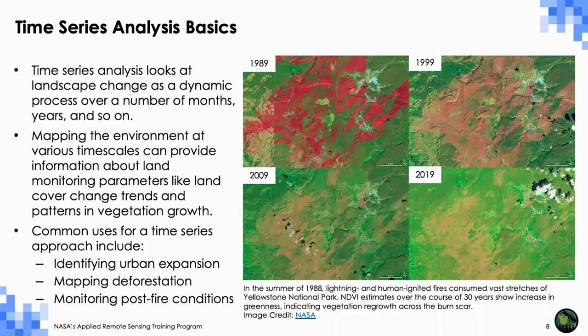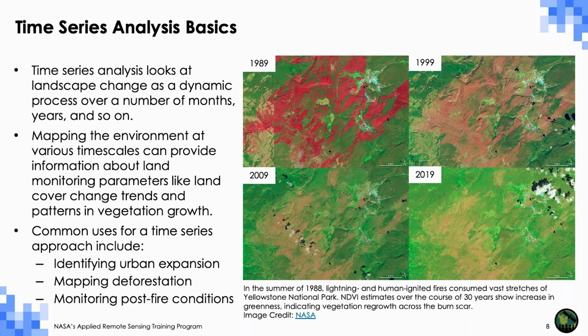So time series analysis looks at landscape change as a dynamic process occurring over a number of months, years, and so on. Mapping land over these timescales allows us to better understand things like trends in land cover change and patterns in vegetation growth. Some common uses for time series analysis that you're likely familiar with are the identification of urban expansion, mapping deforestation, and monitoring post-fire conditions.